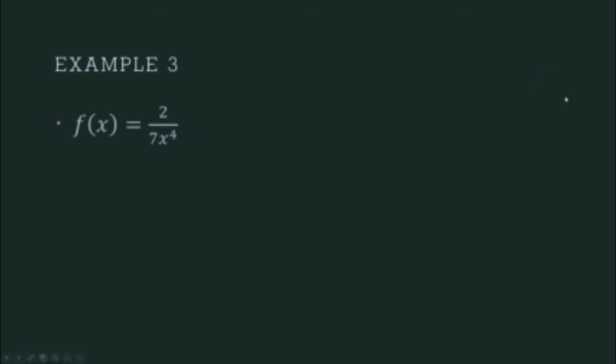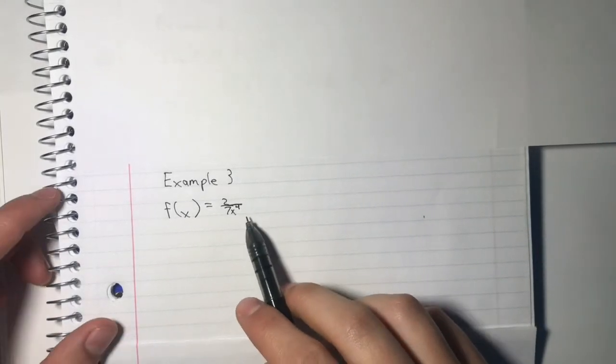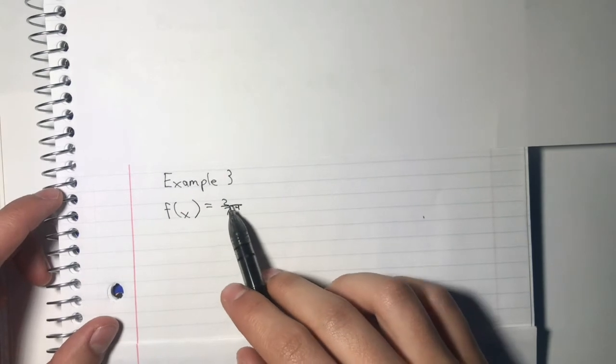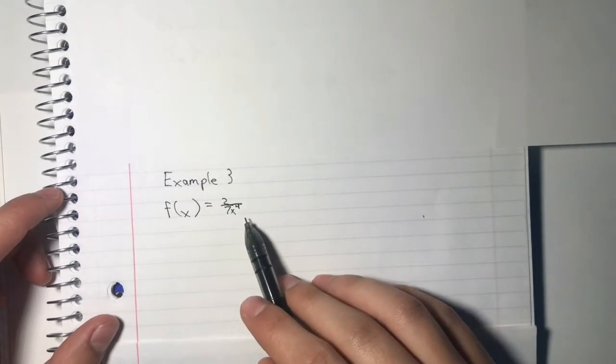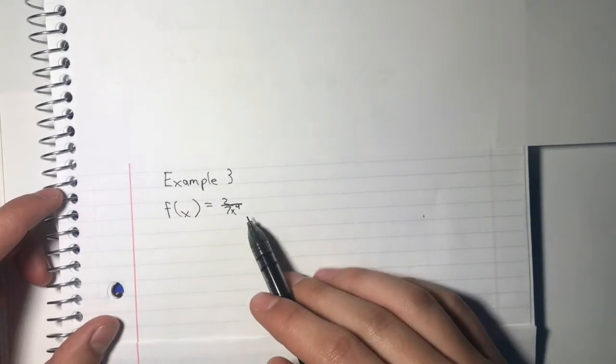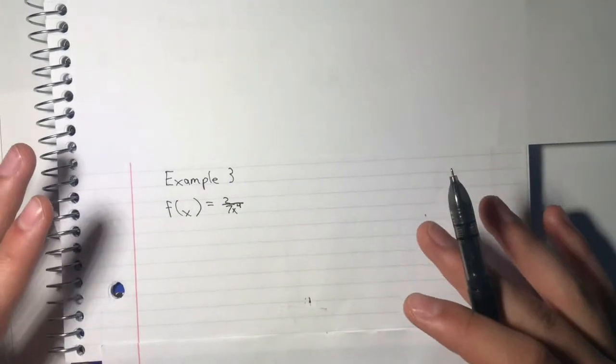Alright, now on to example 3. We have f of x equals 2 over 7x to the 4th power. If we look back to the board, or sheet of paper in my case, I will show you how to deal with this. Okay, here for example 3, we have something that looks very confusing at first glance, right? So we have 2 over 7 times x to the 4th power. But again, we can break this down just like we did the last equation.